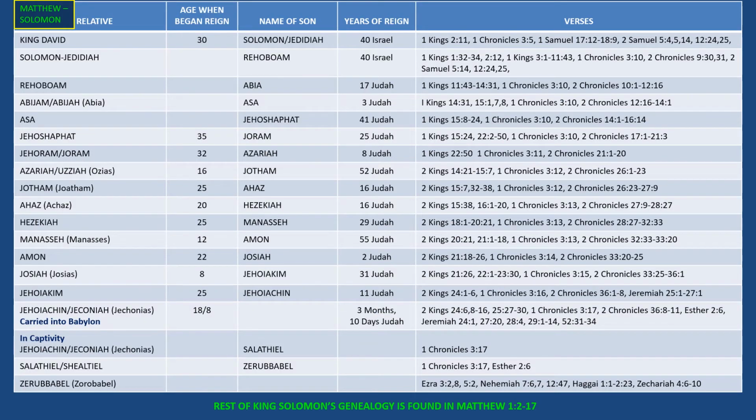Now this chart is King David through Zerubbabel after they have been taken to Babylon. And so after then the rest of Solomon's genealogy is found in Matthew 1 verses 2 through 17. There's a lot of interesting stories with these kings and people from the Old Testament if you want to read about them and learn some interesting Jewish history.